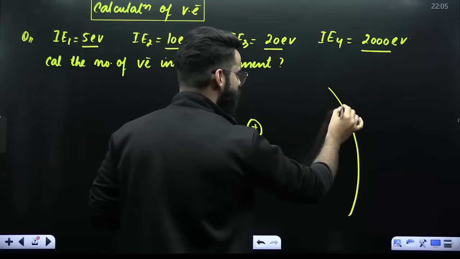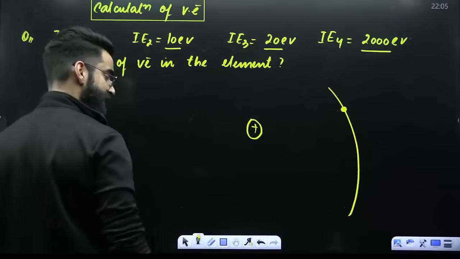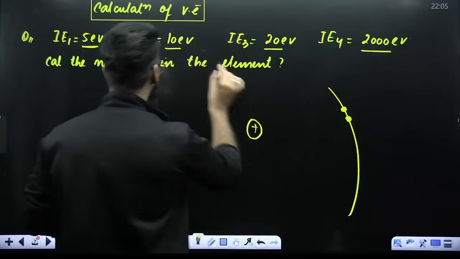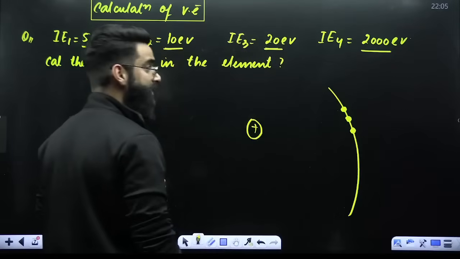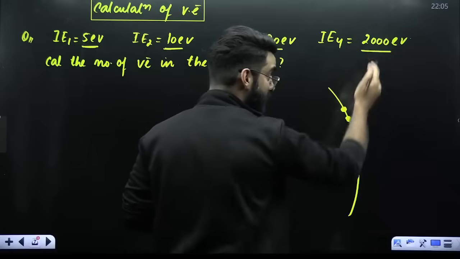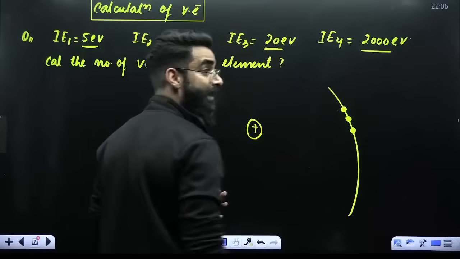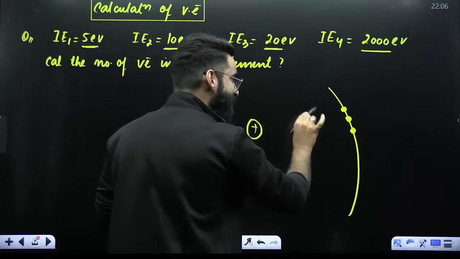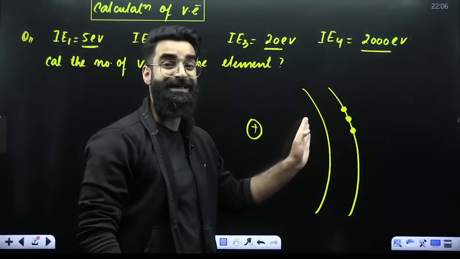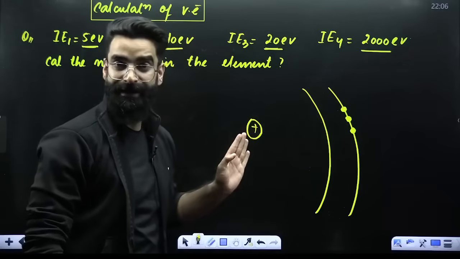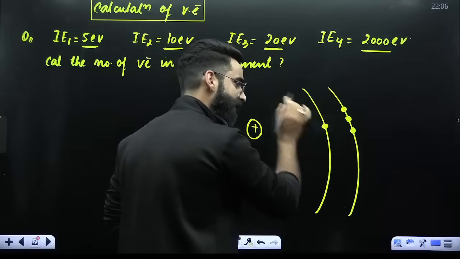To take the first electron out from the outermost shell, how much energy is required? 5 electron volts. To take the second electron out, how much energy is required? 10 electron volt. To take the third electron out, how much energy is required? 20 electron volt. To take the fourth electron out, how much energy is required? There's a huge jump from here to here. That means the fourth electron will be taken out from the inner subshell. That means the fourth electron has to be taken out from the penultimate shell basically. Not from the valence shell, from the penultimate shell. That's why more energy is required to take the fourth electron.